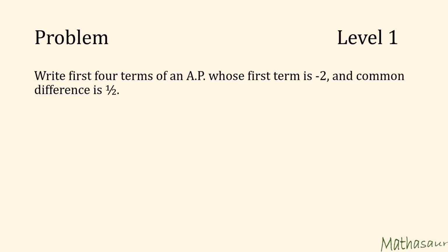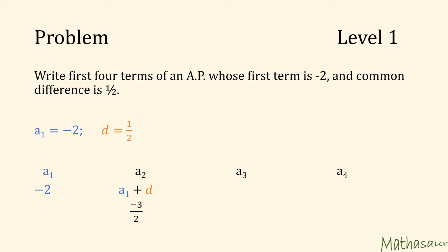Let us look at a few problems. Write first 4 terms of an AP whose first term is minus 2 and common difference is 1 by 2. So we are given A1 as minus 2 and D as 1 by 2. Now we have to find the first 4 terms. So let us write A1, A2, A3 and A4. We are given A1 as minus 2. So the next term A2 would be A1 plus D. That is minus 2 plus half.